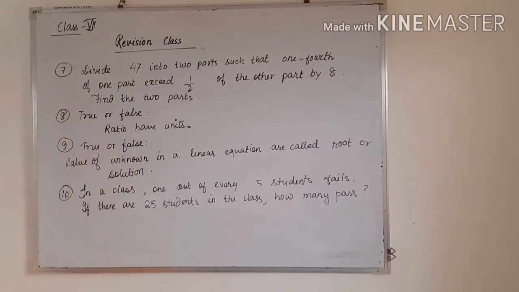True or false again. Value of an unknown in a linear equation is called root or solution. Is this a correct statement or wrong? You have to tick the right option. Next, 10. In a class, 1 out of every 5 students fails. If there are 25 students in the class, how many will pass? You have to find the number of students who pass.